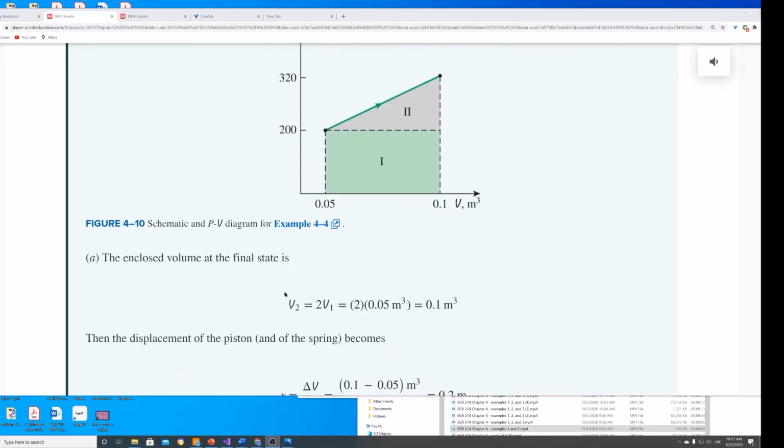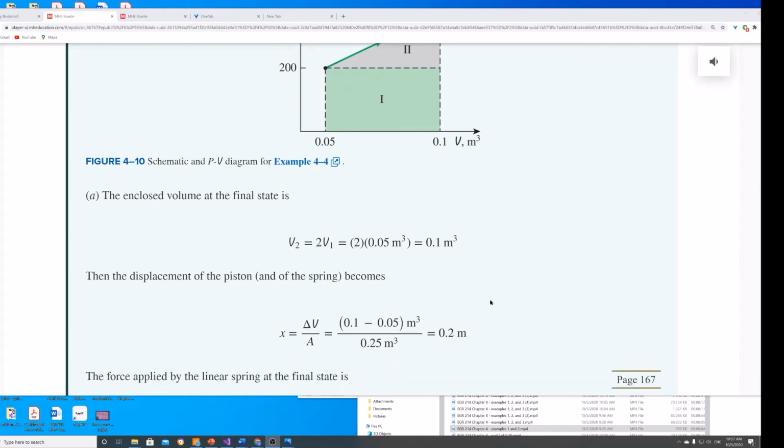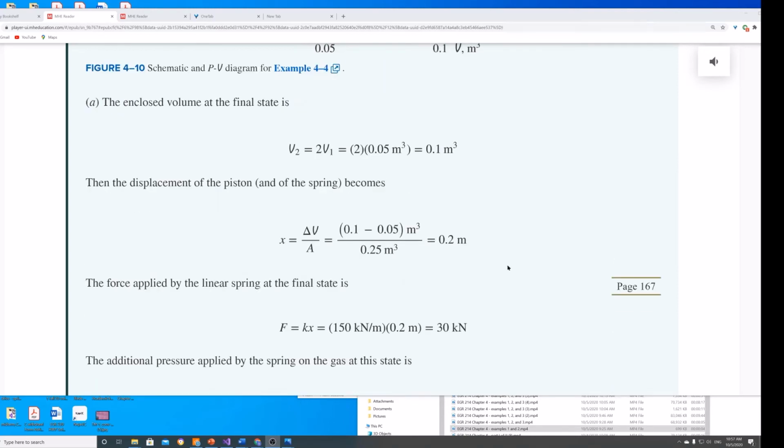So first part is we can determine the volume in the final state, which was, of course, the 0.1, which we saw pretty easily. Just initial times 2 gives us the final. Now the displacement of the spring, well, it's just x times A is equal to the change in volume. We're given the change in volume, and we're also given the cross-sectional area, so it's easy to figure out what the actual displacement was. So it's just the difference between the two, the delta V, the initial and the final volumes. That comes out to be 0.2 meters, and with that, we can actually figure out what the final pressure is.